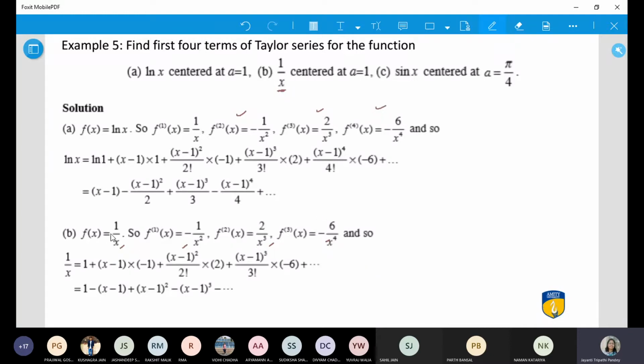Now you will start from f(1). So f(1) is 1 in this case, then f'(1) is minus 1, and keep on substituting the value and see what you are getting. This is something which is interesting. Now here in this case, this 2 is cancelled by this 2, this 6 is cancelled by this 6, and so on. So this is an expansion of 1 by x, which is about 1.